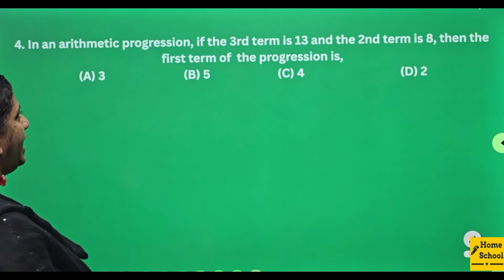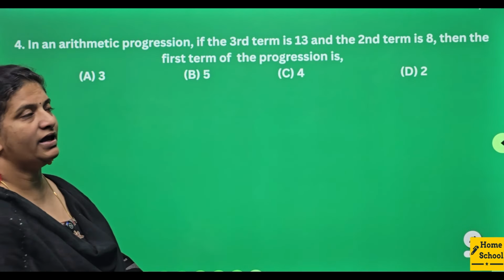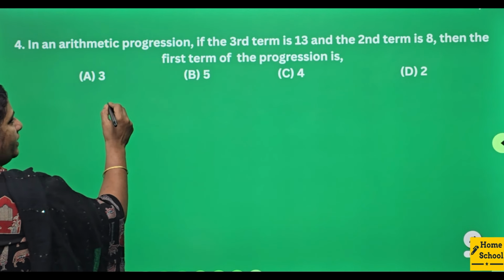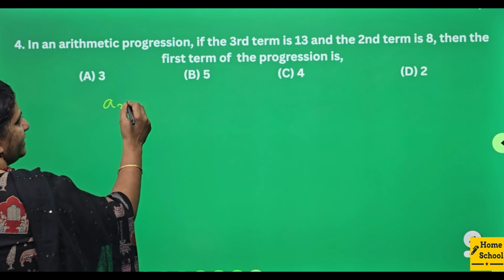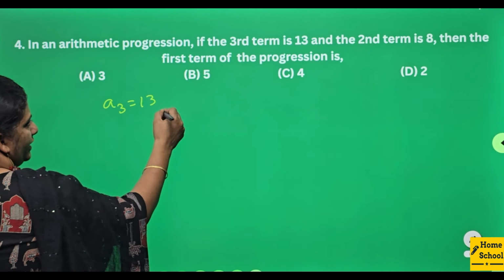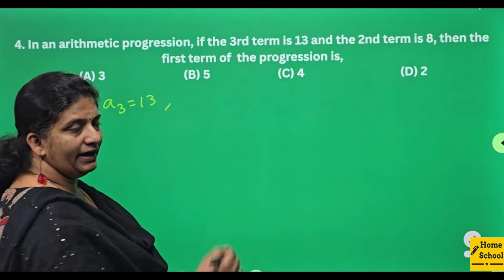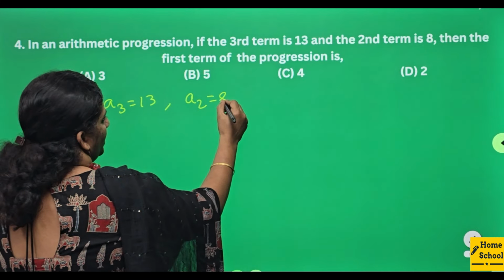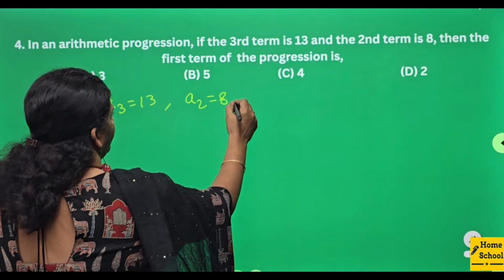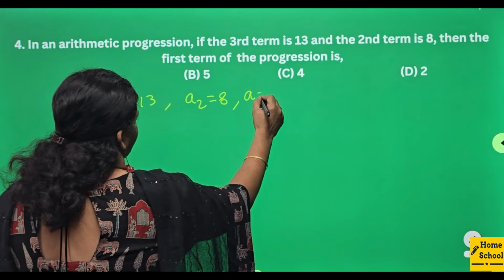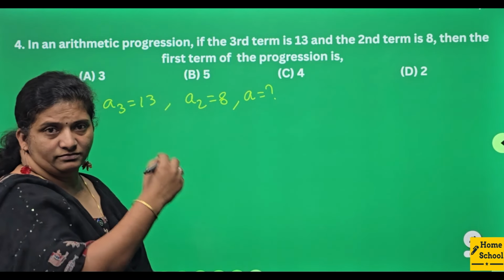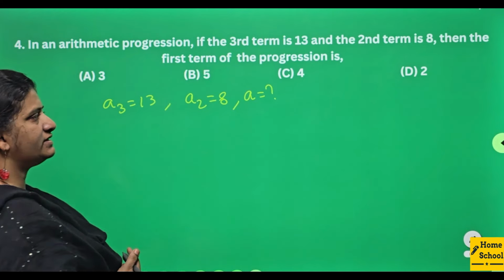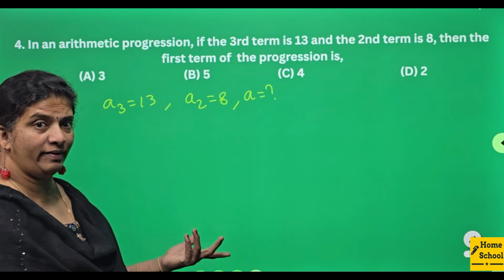Fourth one, in an arithmetic progression, if the third term is 13, that means a3 is equal to 13, and the second term is 8, a2 is equal to 8, then the first term of the progression a is equal to question mark. How can we do this? You can think of two methods.